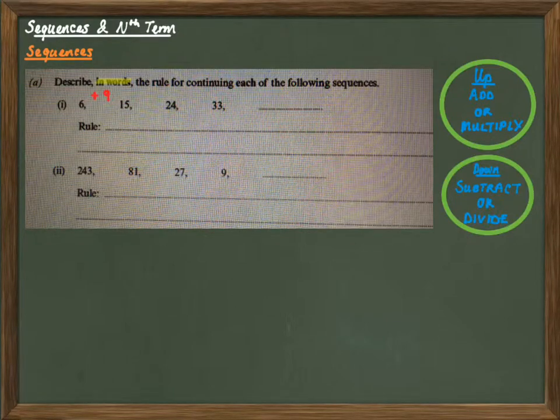Right, let's see if that rule works now for the next one. 15 to get to 24. That's also add on 9. Okay, so it's a coincidence at the moment. Let's just try it again. 24 add 9 would get me to 33. Okay, so this one's an add one. I don't need to bother trying the multiply because I know for certain it's an add one. So underneath, just write add 9 each time. That will be 1 mark.